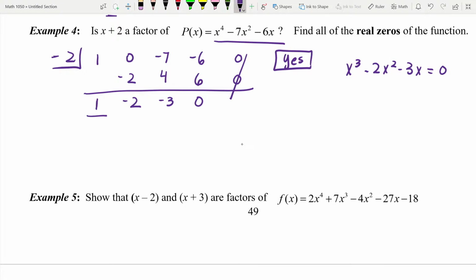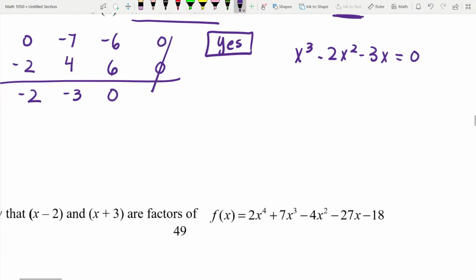Why did I set it equal to 0? Because I'm looking for the solutions. If you're looking for the solutions, you have to set it equal to 0, okay? Tell me what you would do to that. Just shout that out. Take out an x, right? GCF. So take out an x, and you're left with x to the second minus 2x minus 3. Please don't forget your equals 0.